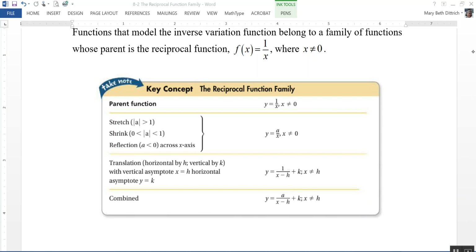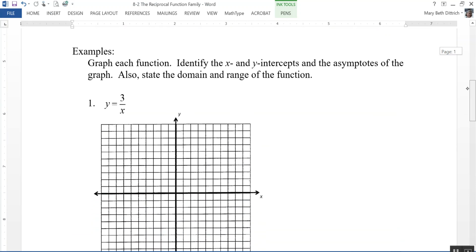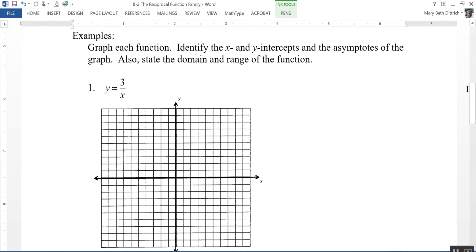Let's take a look at a couple examples of what the graphs are going to look like. Here it says, graph each function, identify the x and y intercepts and the asymptotes of the graph. Also state the domain and range of the function. For this one, we have y equals 3 over x. In order to graph this one, I'm going to start by making a table for the parent function, y equals 1 over x, and doing a couple values for that.